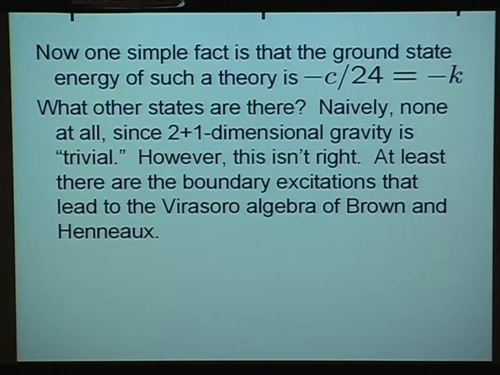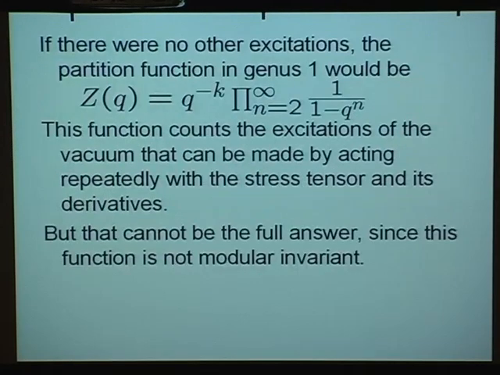Apart from the ground state, what else is there? Well, naively, nothing, since 2 plus 1 dimensional gravity is said to be trivial. But that isn't right. At least there are the boundary excitations that were discovered by Brown and Henneaux. And if that was all, then this would be the partition function in genus 1. I've just written down q to the minus k, where minus k is the energy of the ground state, and then this is the function that counts the Virasoro descendants of the ground state.